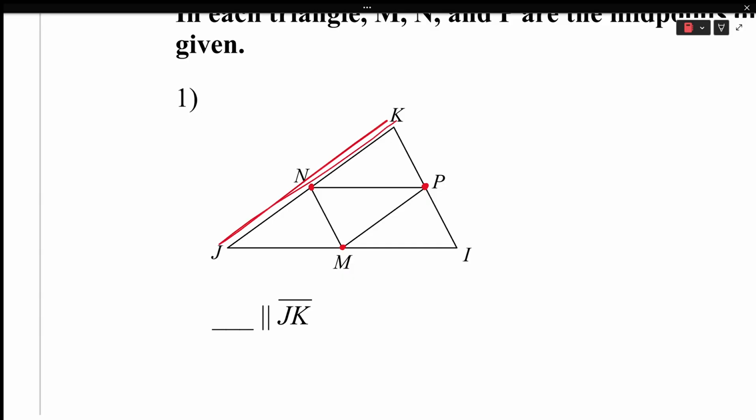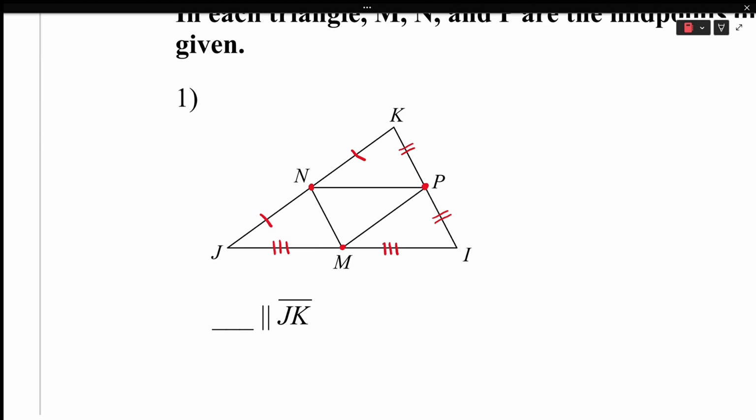N is the midpoint of J and K. So I'm going to put these marks here because JN is congruent to NK because it's cut in half, right? This half is equal to the other half. Same thing with KP and PI, because P is the midpoint, those two parts are congruent. And then same thing with JM and MI, those are also congruent, okay?